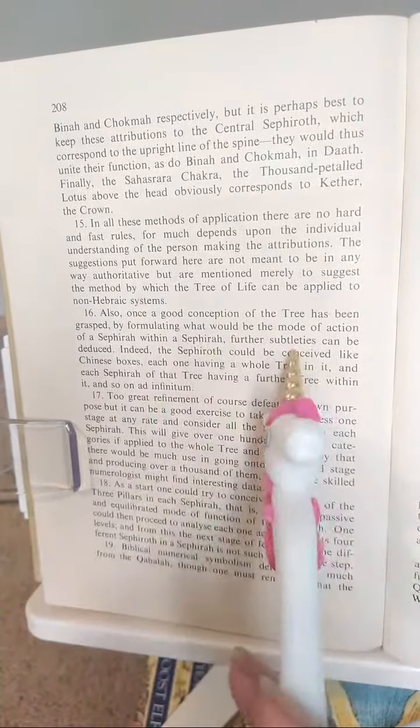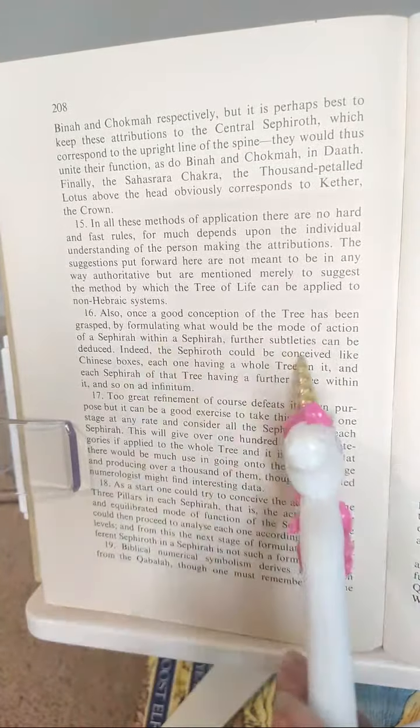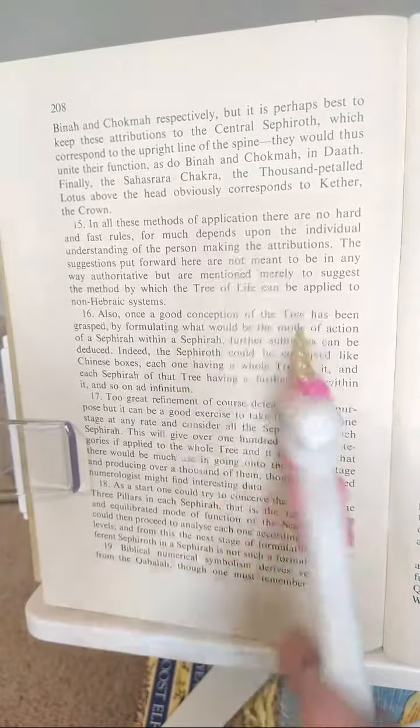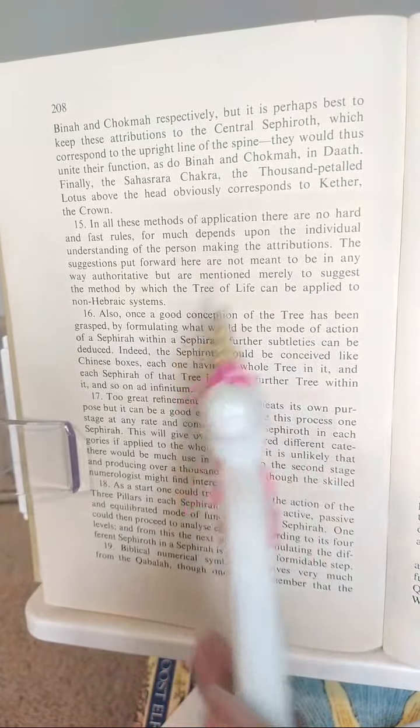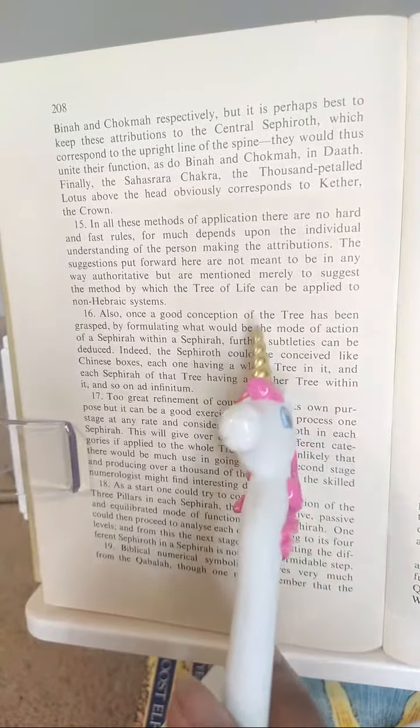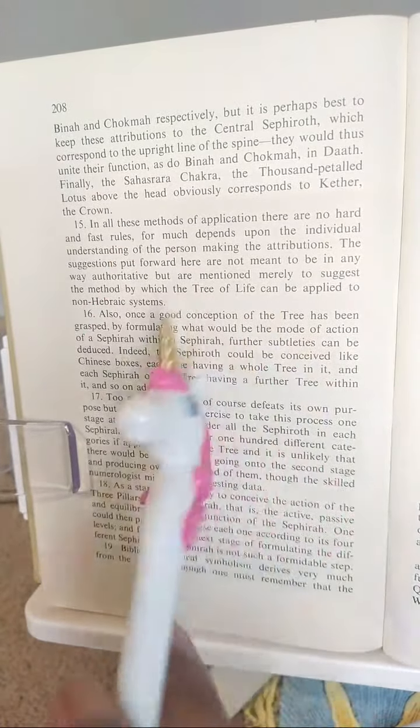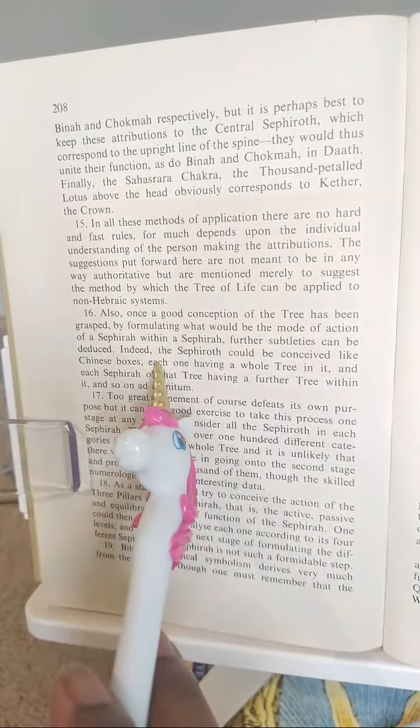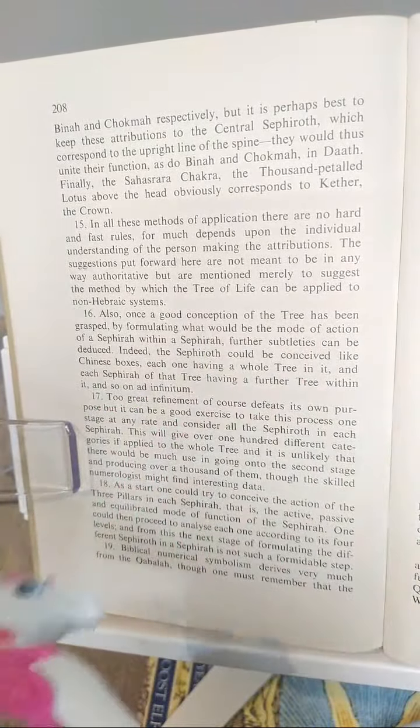So again, he's saying that the tree of life glyph that we see is a pattern of relationships. But within each one of those Sephirah is another whole tree, because it is still built upon the same pattern of relationships. And that process continues infinitely. There's no beginning or end to this. It's just a pattern.